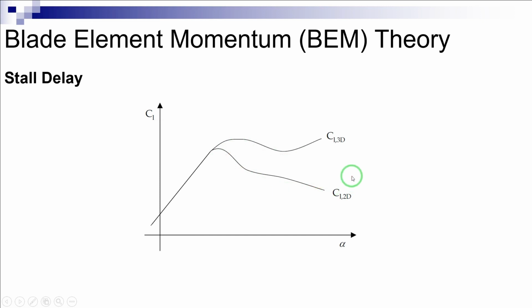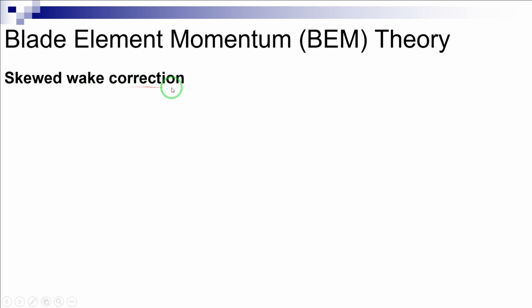Thus, for an accurate assessment of wind turbine aerodynamics, it is crucially important to correct the two-dimensional airfoil data to account for these three-dimensional effects. Skewed wake correction. The BEM method was originally developed for fluid flowing normal to the rotor plane. However, there are cases in which the wind turbines operate at an angle of yaw relative to the incoming flow, which creates a skewed wake behind the rotor.